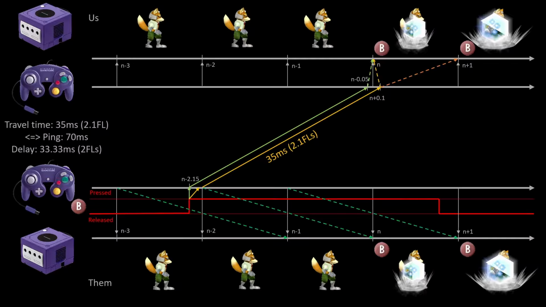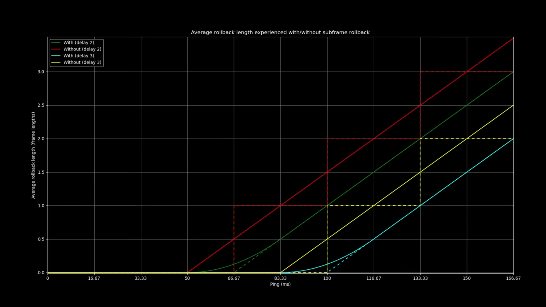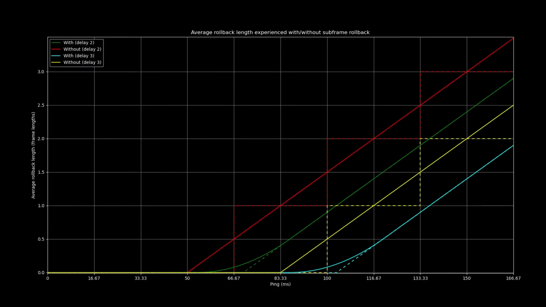That's what I mean when I say that now it contributes to the delay instead of being an increase in input lag with no delay increase in return. With this in mind, the updated ping to average rollback length function is this. Because relative to using the timing dispersion reduction option on the vanilla build, which is advised, it adds 0.1 frame length to the delay buffer and doesn't change input lag.